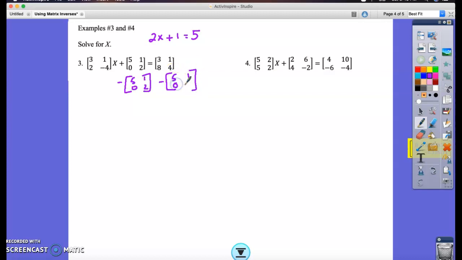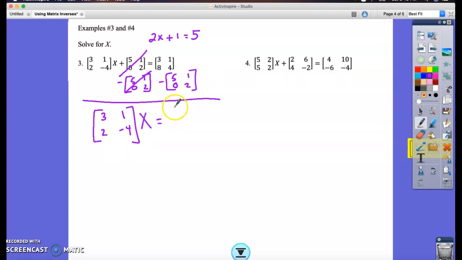And you guys should be experts at this now. This will cancel with this, and here I'm going to have to subtract each entry with their same location. So this first matrix with 3, 1, 2, -4 is fine. But over here, I'm going to have to do like a two-step process. I'm going to have to subtract this first.